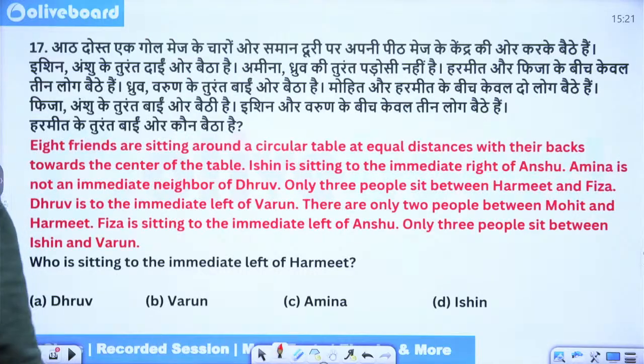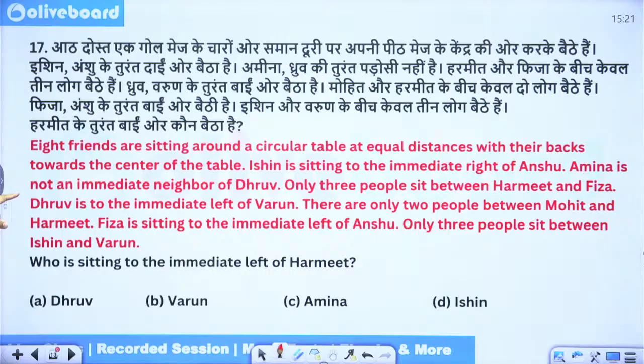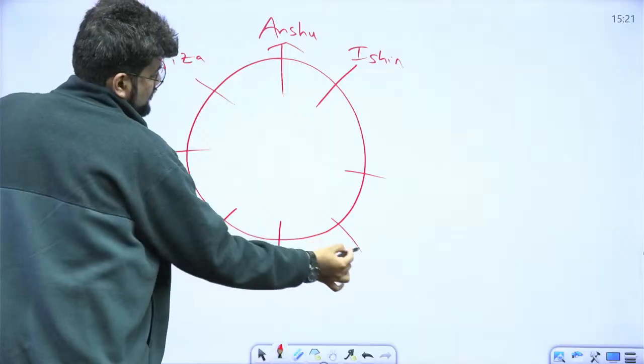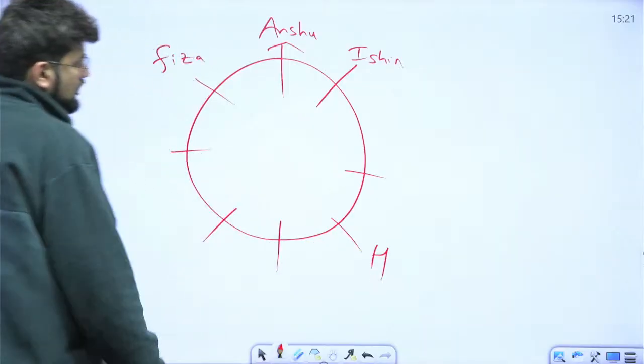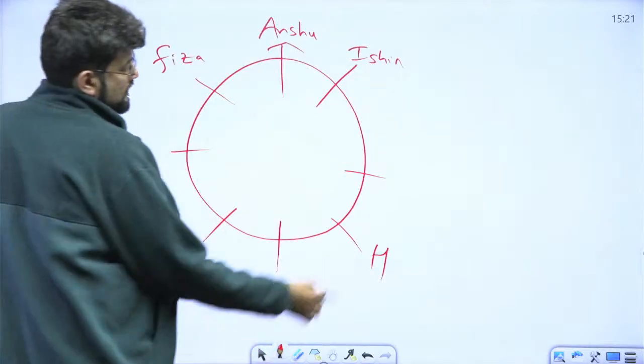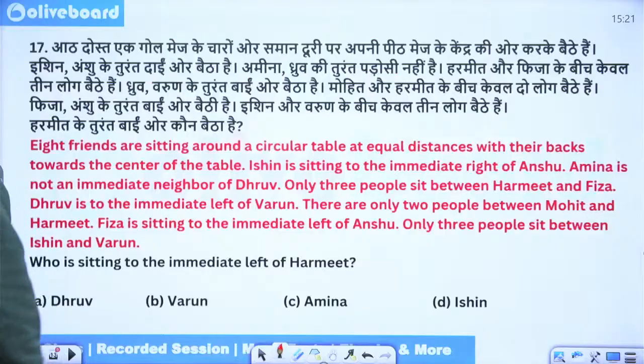Now come back. 3 people between Harmeet and Fiza. So Harmeet is 3 away, so this is Harmeet. Okay. Next, 2 people between Mohit and Harmeet. So if Harmeet is here, 2 people on that side is not possible. So with 2 people, Mohit is here. Okay.